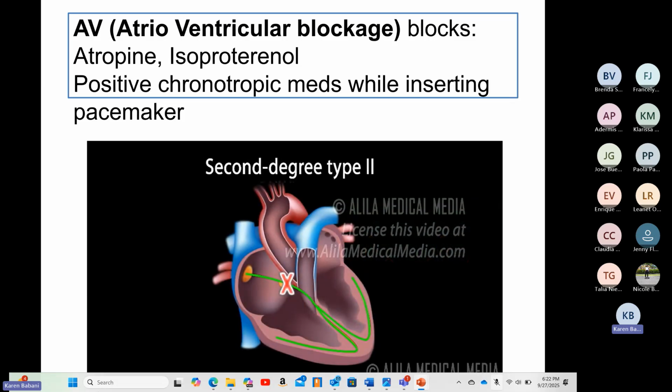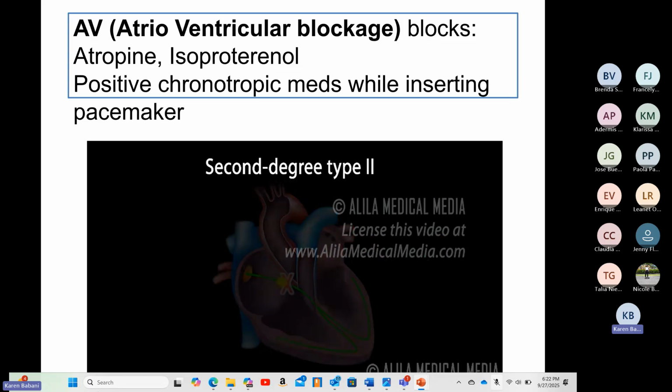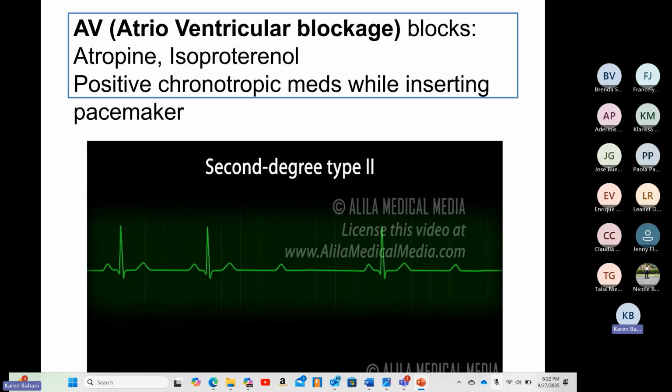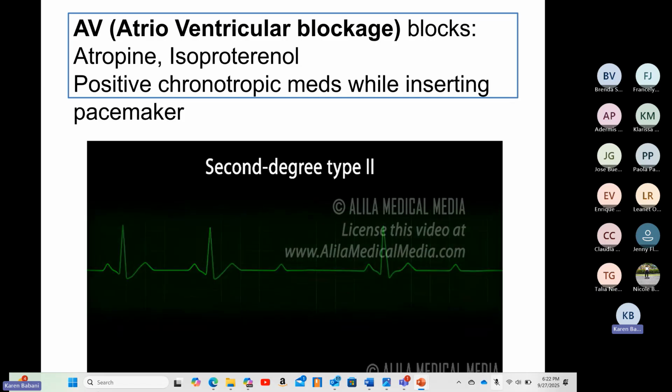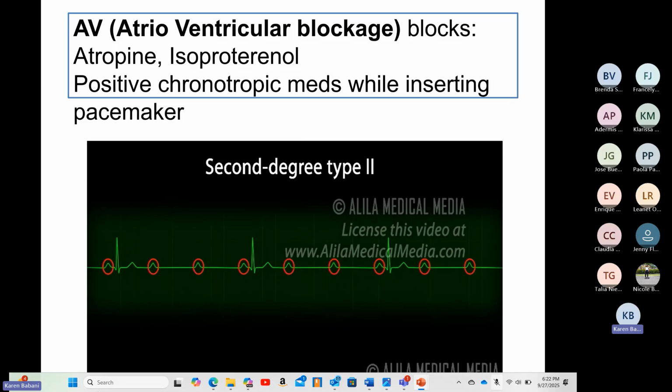In type 2 second degree blocks, some of the electrical signals do not reach the ventricles. On an ECG, this is seen as intermittent non-conducted P waves. The PR interval, however, remains constant in conducted beats. In the majority of cases, the successfully conducted QRS complexes may appear broader than usual. In some type 2 blocks, there is a fixed number of P waves per QRS complex. In this example, there are 3 P waves for every QRS complex, and the condition is described as 3-to-1 heart block. However, as the nature of type 2 block is unstable, this ratio is likely to change over time.